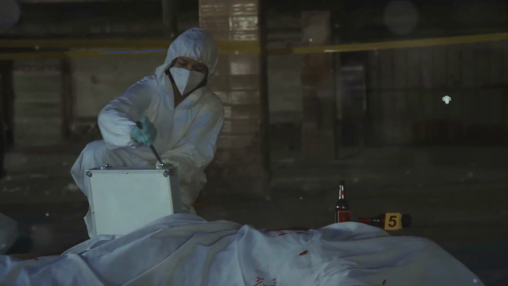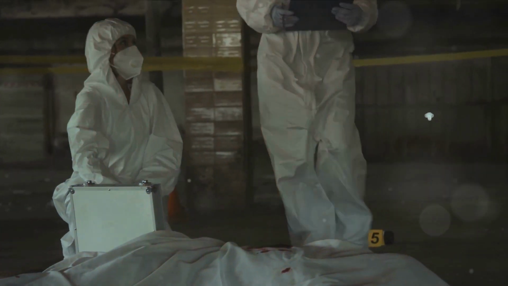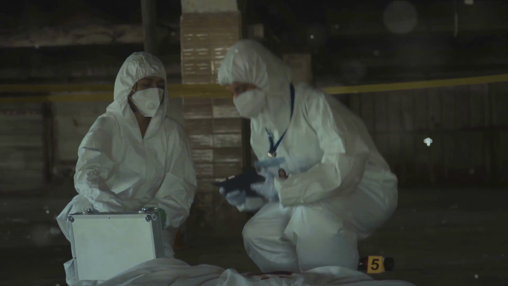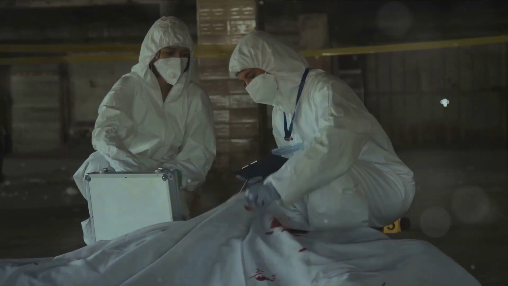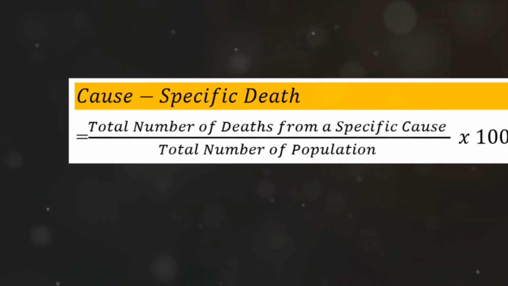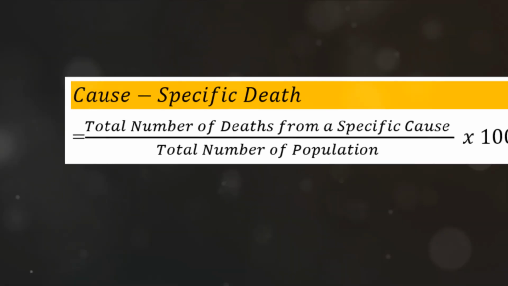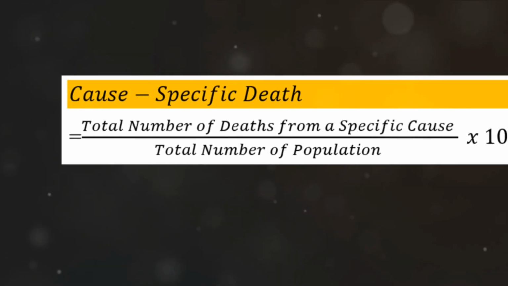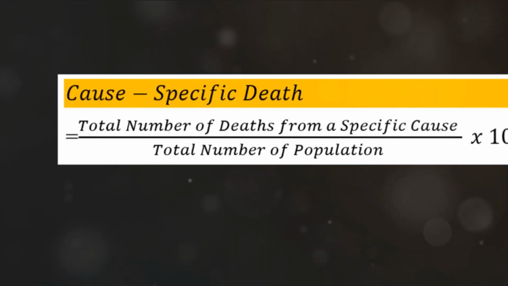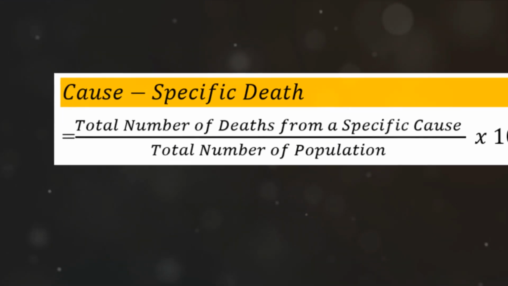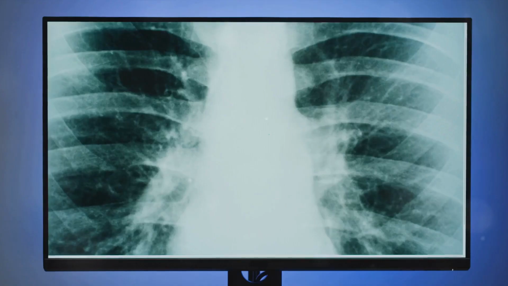We now delve into cause-specific death rates, a pivotal rate measure. It represents the count of deaths associated with a certain cause divided by the entire population, typically expressed per 100,000 population. This measure throws light on the frequency of deaths from a particular cause in proportion to the total population.